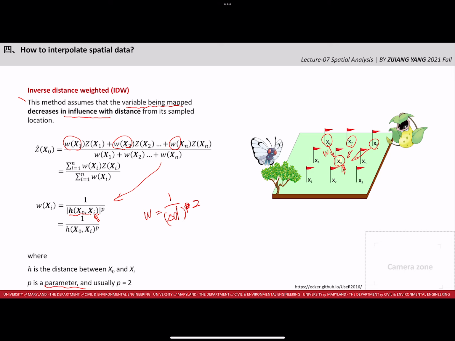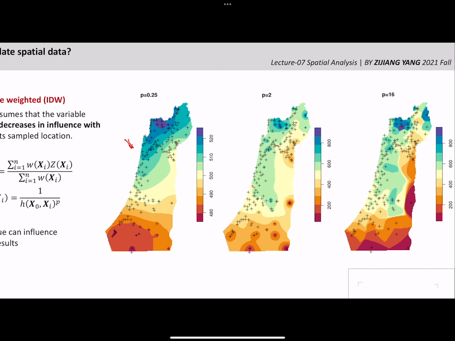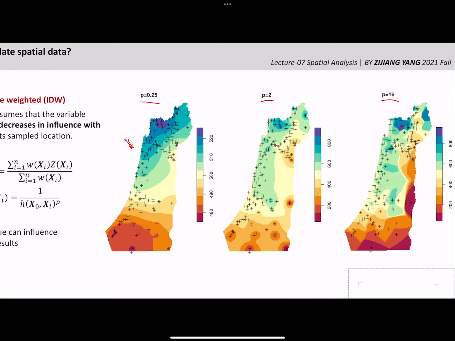Once we have the distance between two points, we can plug this number in, and then we have the weight of each point. And then we just calculate the weighted average to estimate our concentration. And here is an example. We use the same data set to do the spatial interpolation. In this case, p equals 1/4, p equals 2, and p equals 16. We can see that as we select different p values, the results are different.